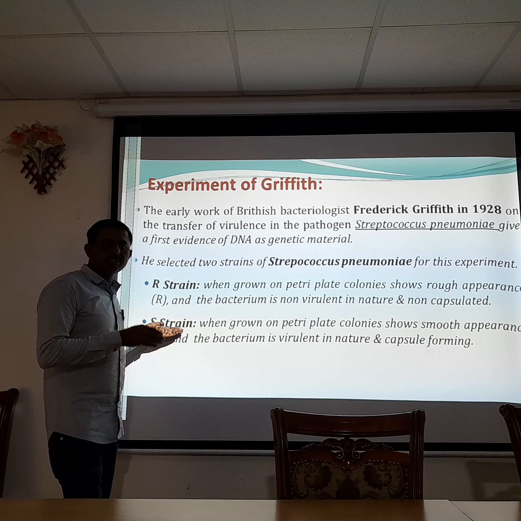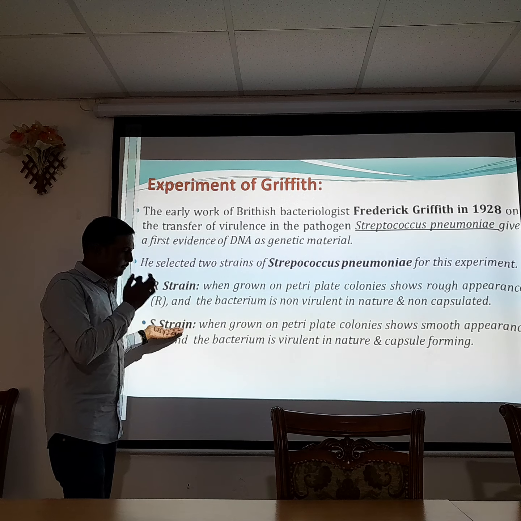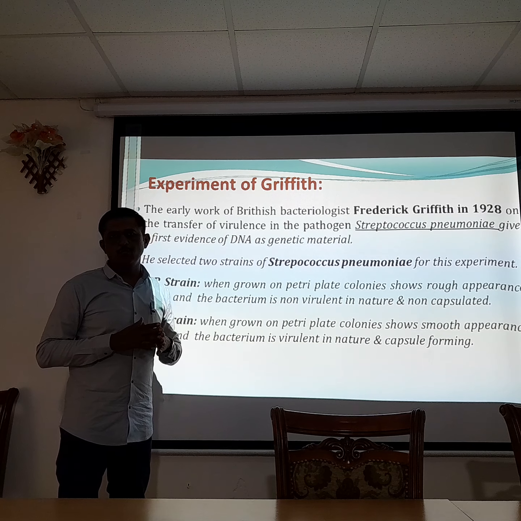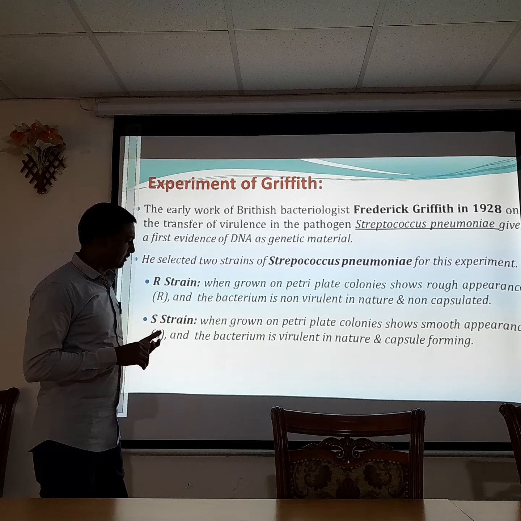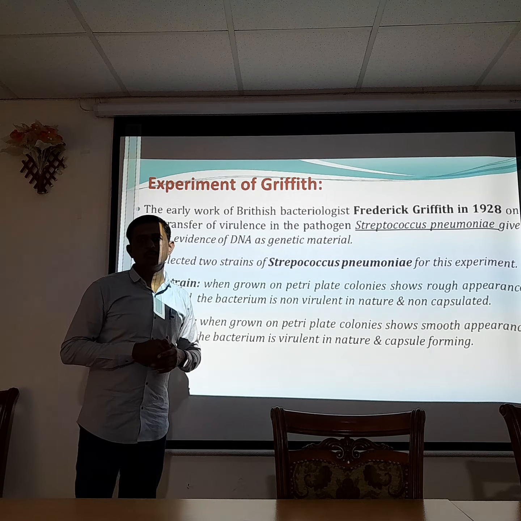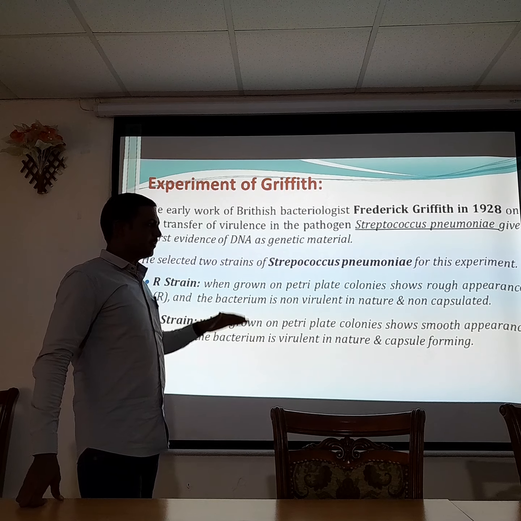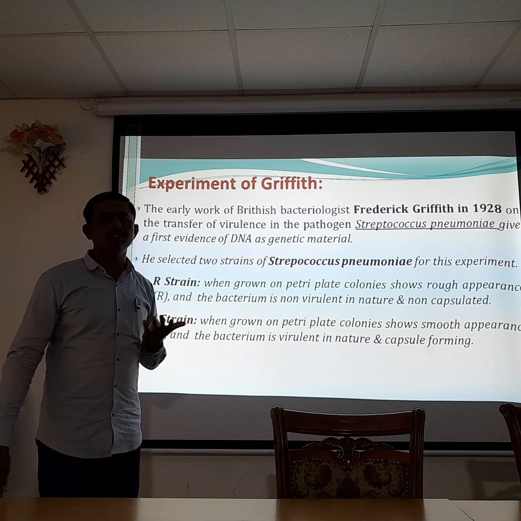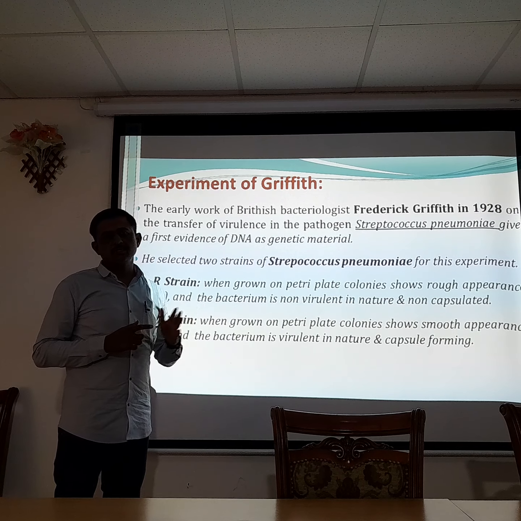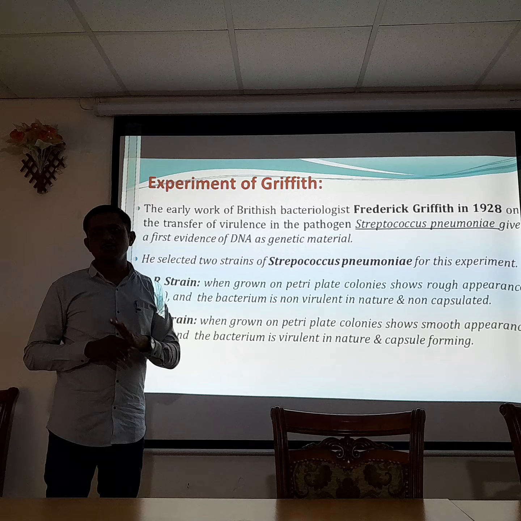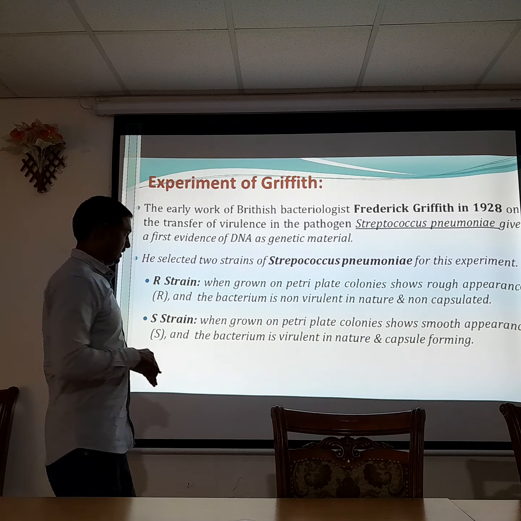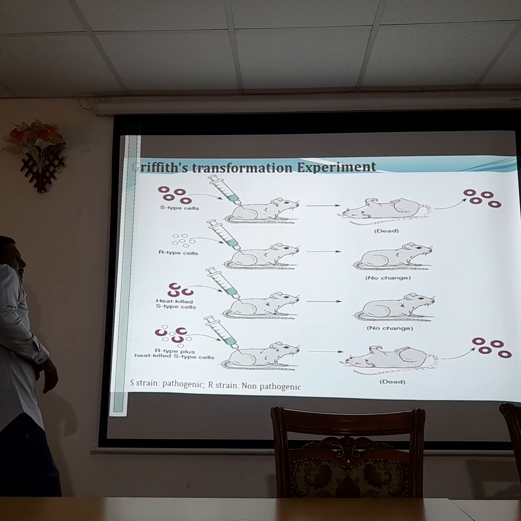The other type of bacteria he took is the S type strain. When grown on a petri plate, it produces smooth colonies on the media plate, and that bacterium is virulent and forms a capsule. That means there are two different strains of the same genus, R type and S type. One is virulent, another is non-virulent. One is a capsule former, another is a non-capsule former, and one shows rough colonies and one shows smooth colonies. After that he carried out the experiment.